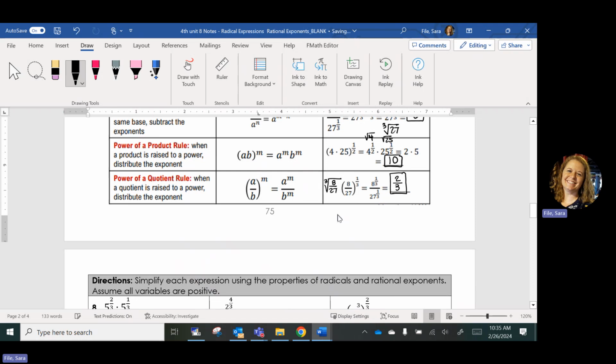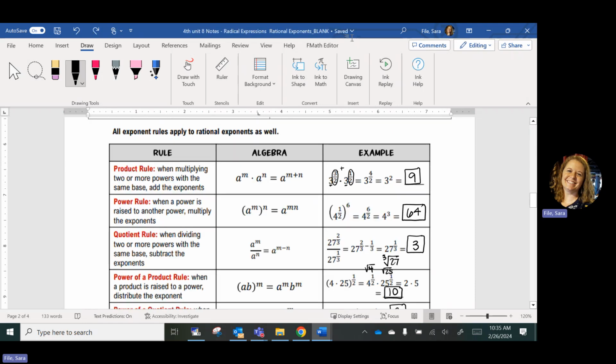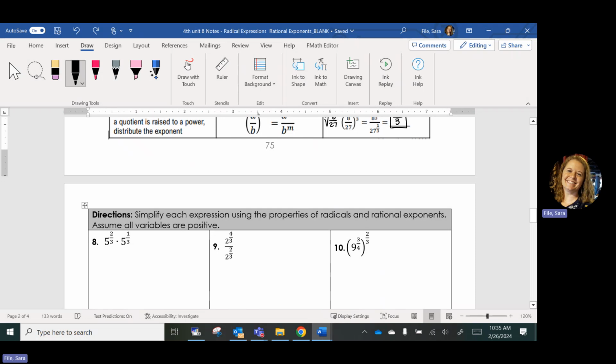All right, before we flip to the next page to do some examples, there's one more rule that I just want to refresh you on, an exponent rule that was not listed here. So it is the negative exponent rule. So I'm just going to add it underneath at the bottom of this table, if my stylus will let me. There we go.